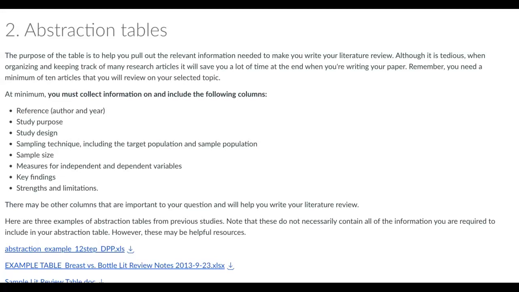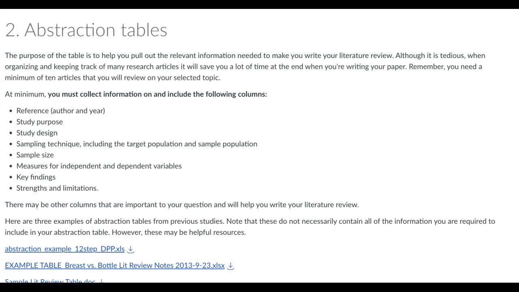The sampling technique used, including the target population and sample population, so think about whether it was a probability or non-probability sampling technique, and think about which one it specifically was. So maybe it was a non-probability sampling technique and it used a convenience sample, for example. You also want to include the sample size.